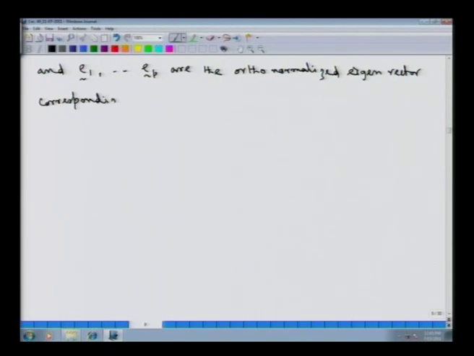And E1, E2, up to EP are the orthonormalized eigenvectors corresponding to rho 1 star square, rho 2 star square, up to rho p star square. So, these are the eigenvalues of that A prime matrix, and these are the corresponding orthonormalized eigenvectors.